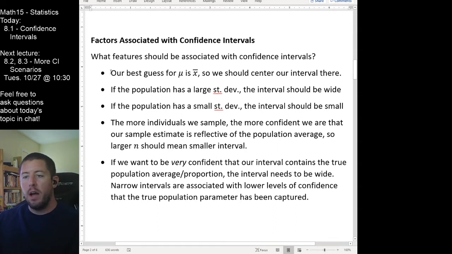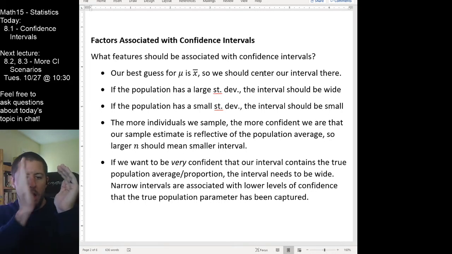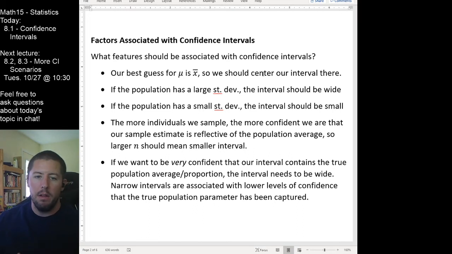All right. So the first thing I want to say here is what features we should think of about our confidence interval. Well, first things first. Our best guess for our population average, mu, is our sample average, x bar. So we should center our intervals there. Where we are confident that the mu value lives, we should center it at x bar because we think that's the most likely location for where mu is going to be. So when we build our interval, we're going to put the value at the very middle of our interval to be our sample average or our sample proportion.